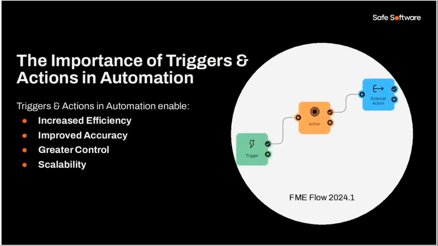So the importance of triggers and actions in automations. This is why we'll be going through some of the best practices when building out your automations. There are so many ways to do something on FME Flow, and the optimal way for you can help increase efficiency, accuracy, control, and scalability. You can automate your routine tasks to save time and reduce errors, ensure data integrity and consistency through controlled workflows, and you can also customize your workflows to meet your specific project requirements. Increasing your workloads without compromising performance is great for scalability.